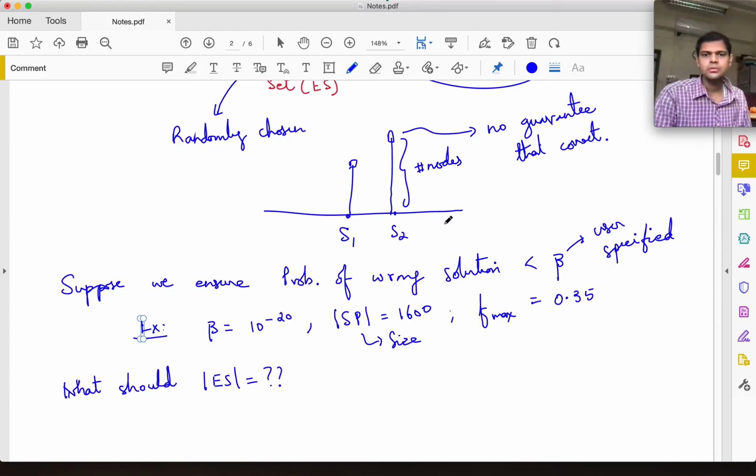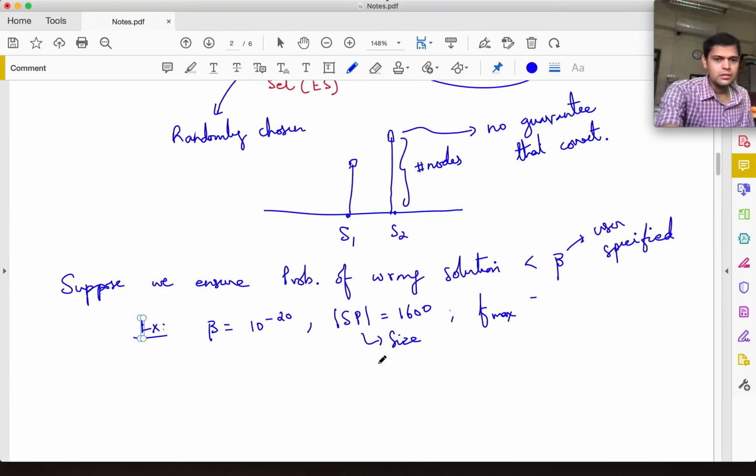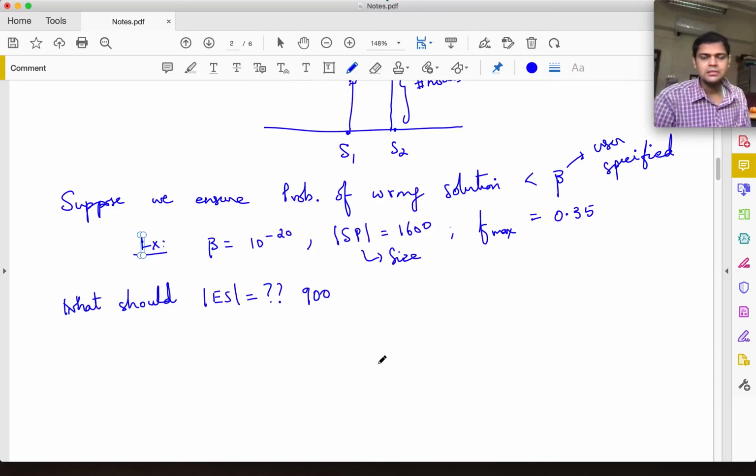So there are 1600 nodes overall. How big should the execution set be for us to guarantee that the maximum peak, the particular solution with the most number of votes, is the correct one? Okay, with only the probability of error being 10 to the power of minus 20. And it turns out that this is going to be as high as 900. Okay. So it turns out that we have to choose a very large set in order to get the right answer, which is almost the same size, comparable to the stake pool. So this is one of the issues.